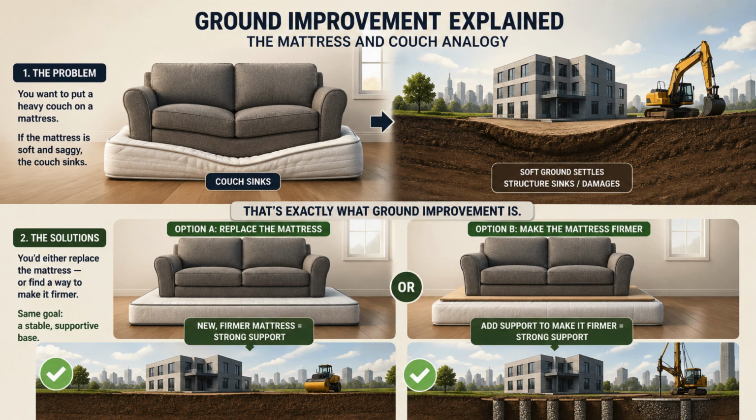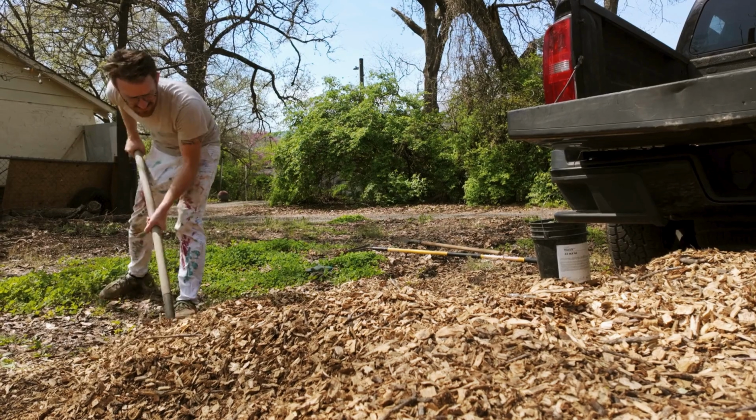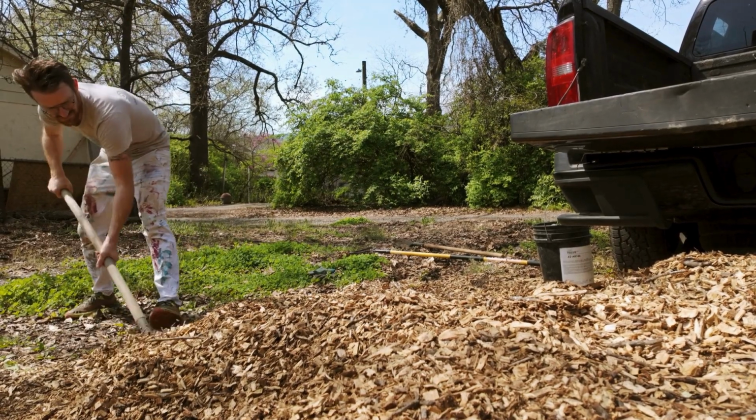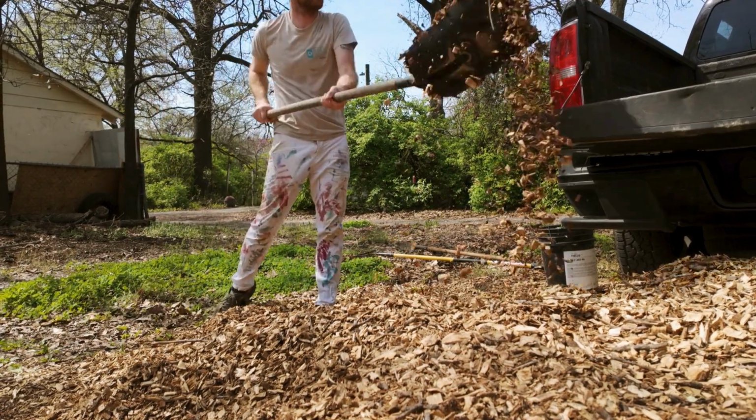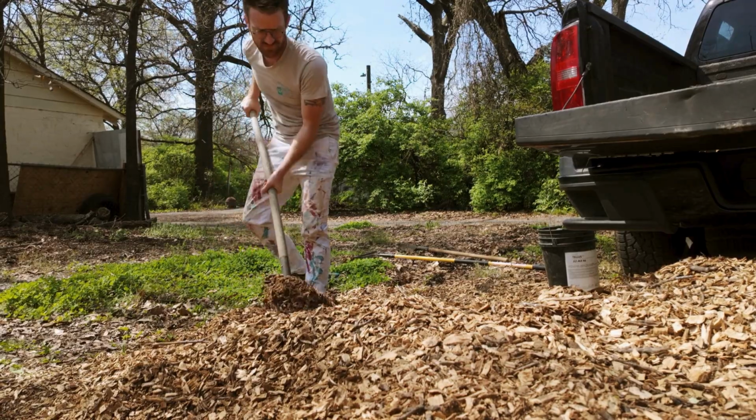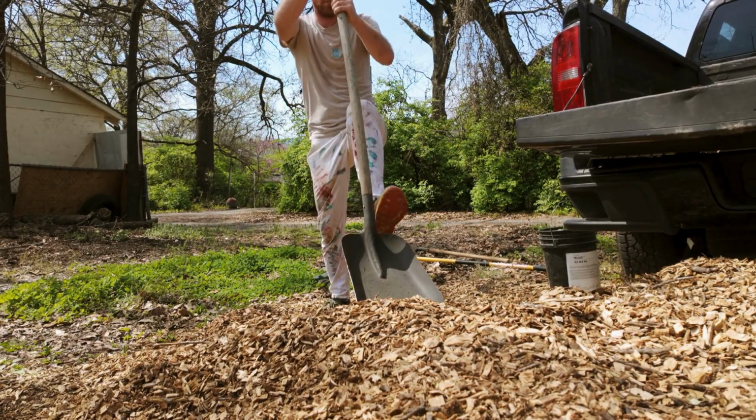Think of it like this. Imagine you want to put a heavy couch on a mattress. If the mattress is soft and saggy, the couch sinks. You would either replace the mattress or find a way to make it firmer. That's exactly what ground improvement is. Officially, it is any method that makes the soil or rock in the ground more suitable for construction, whether you are building on top of it or using it as a material itself.